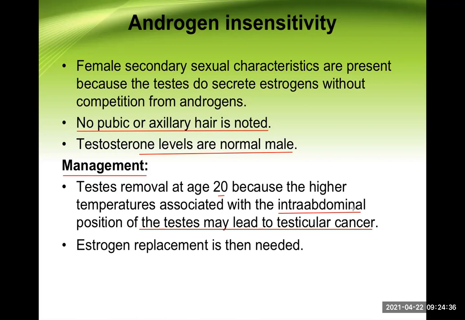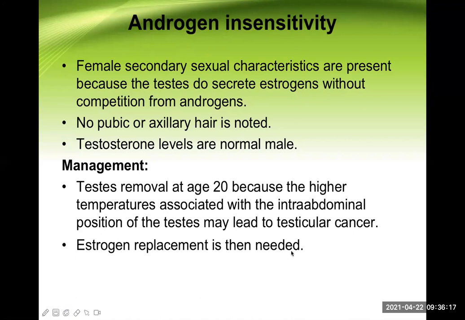So we have to remove that testis, because though it is doing its job, it is not showing the effect because of androgen insensitivity. So why keep it inside? If we keep it, it may lead to a lot of problems. Otherwise, there is a high chance of development of testicular cancer later on. You all know that. That should be done. And after that, estrogen replacement is given, so that the person grows up as a female.